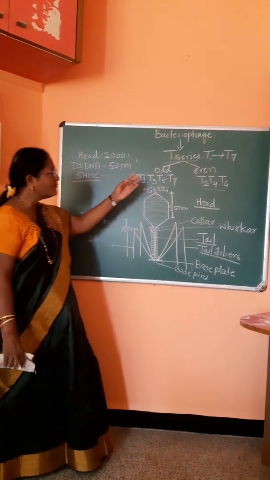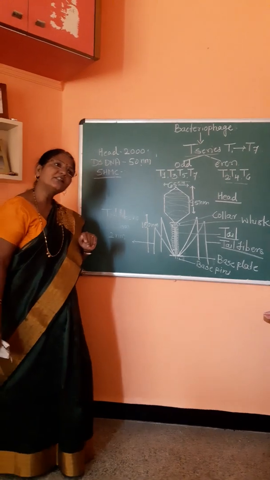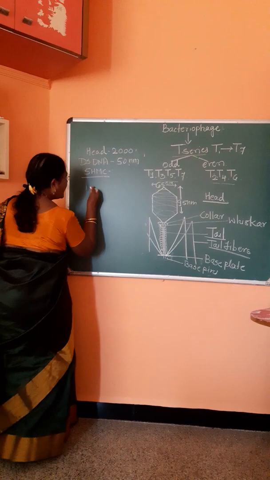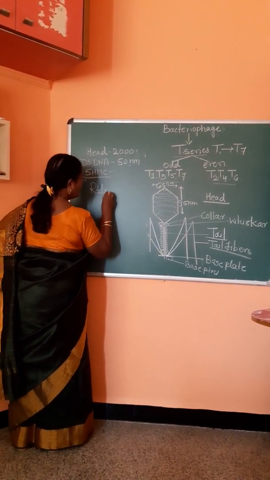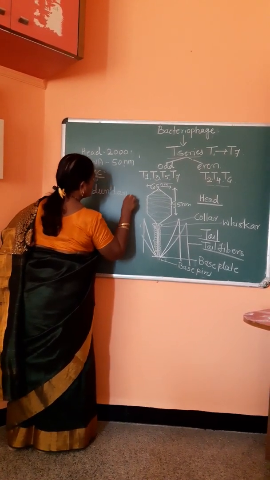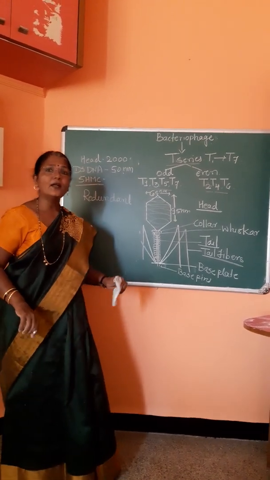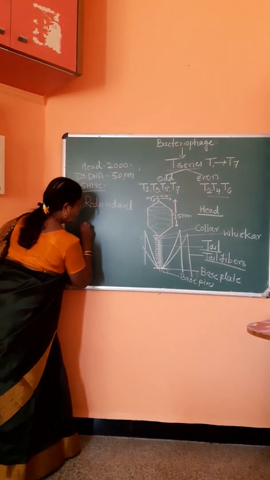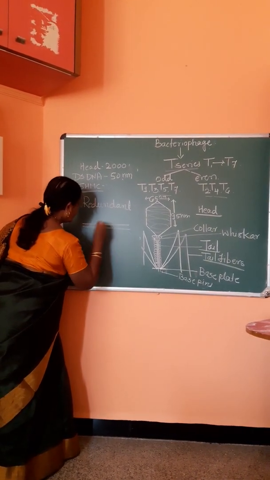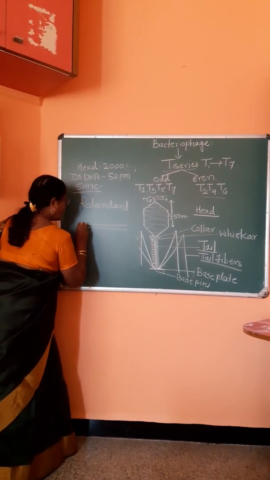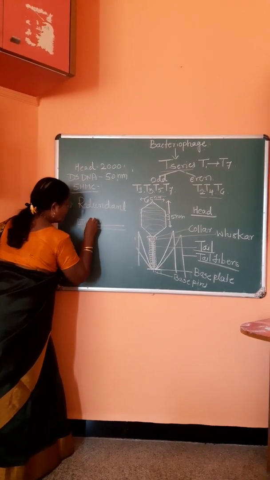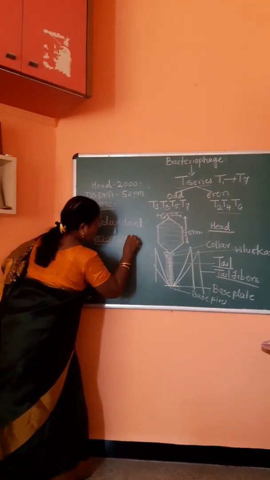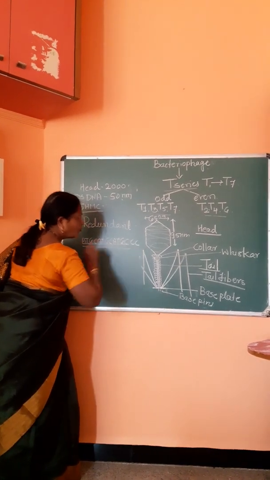One similarity between both these bacteriophages is that they possess redundant genetic material or DNA. Now what do you mean by redundancy? For example, this is a genetic material and it contains nucleotides like ATGC, ATGC, ATGC or CC, whatever it may be.